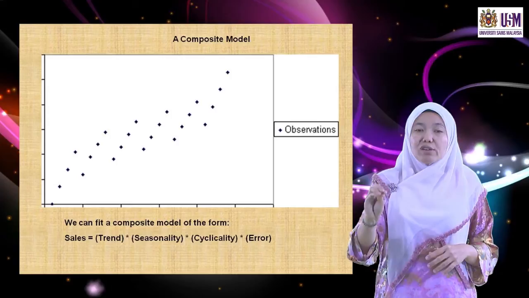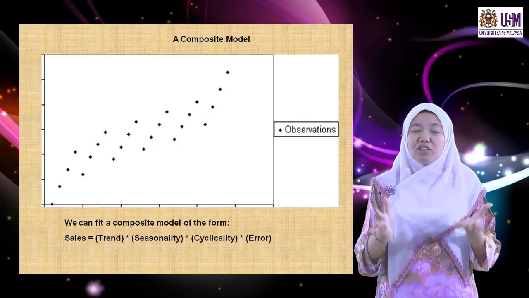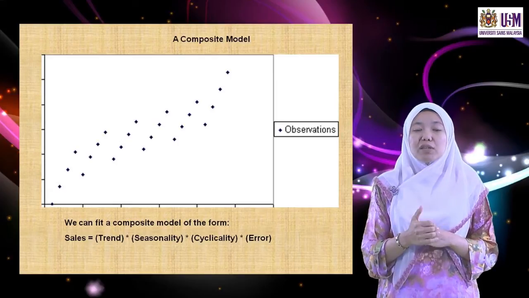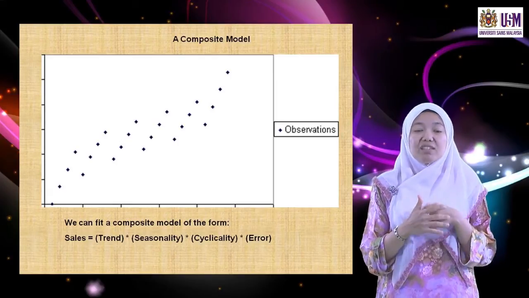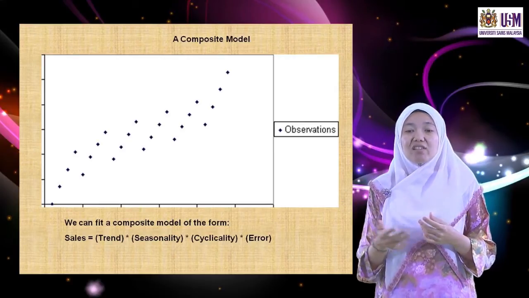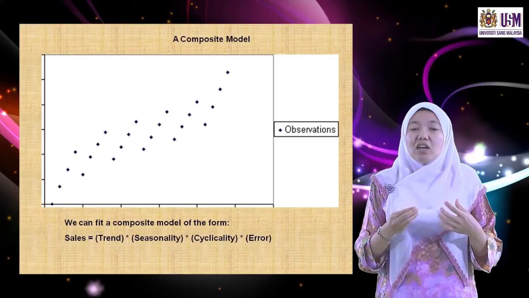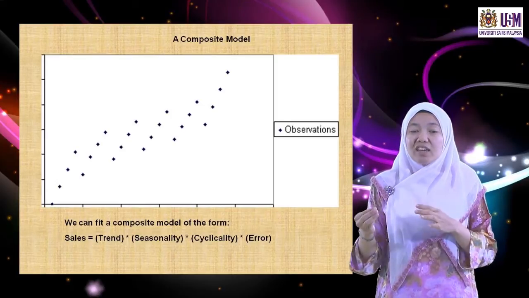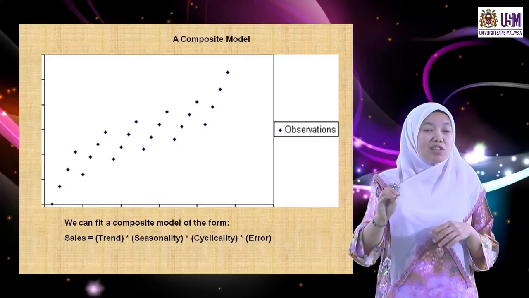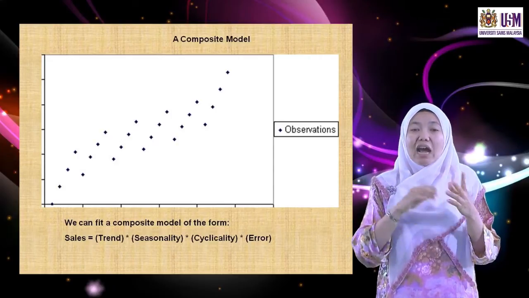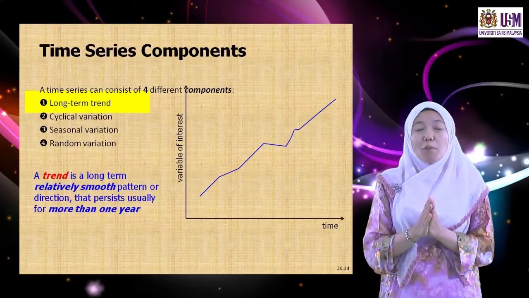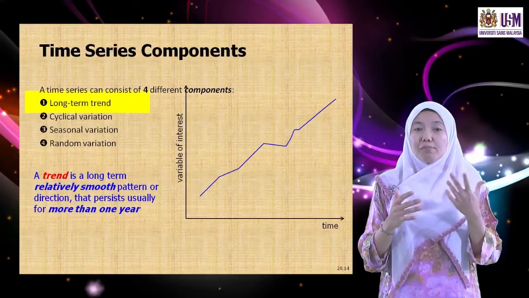So you plot your observation points, and in this case we're talking about sales. Sales is made up of trend value multiplied with seasonal value multiplied with the cyclical value as well as the error value. We're going to look at in detail what they are made of. But what you see is just the actual data, and you see the up and down over time. Now let's look at the time series components in detail, one by one.